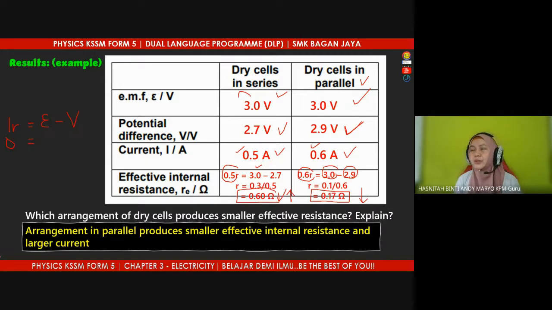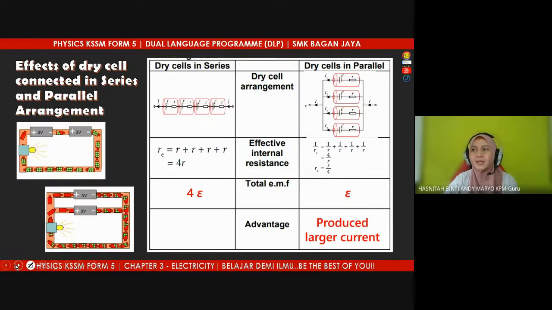So if you want to produce a brighter bulb or a bigger current in a circuit, the dry cells are better connected in parallel. Okay, so our bulb will be brighter because greater current will flow through the bulb. Okay, ini contoh lah. This is the last part for activity 3, sorry, effects of dry cells connected in series. Okay, this is the example.